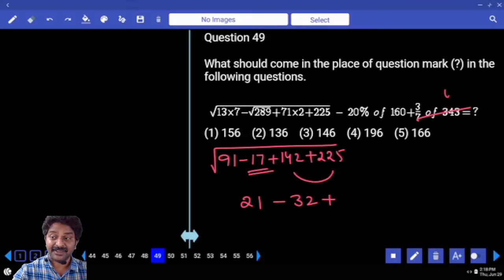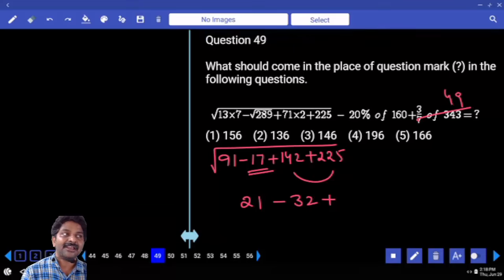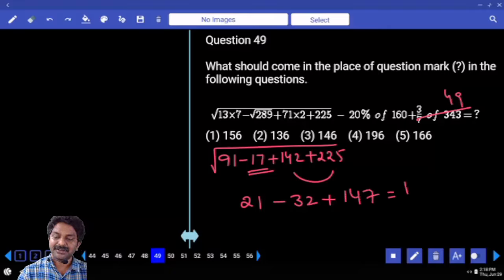So that is 7 square, 49. 49 can be written as 1 less than 50. Twice will be 2 less than 100. 3 times, 3 less than 150, which is 147. Sum of positive numbers is 168. From that, if you subtract 32, answer.